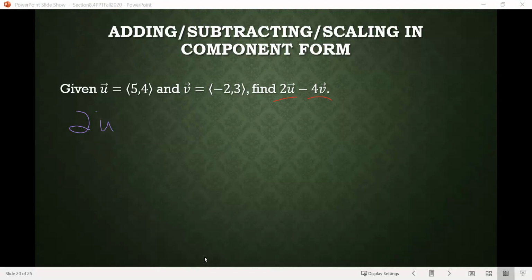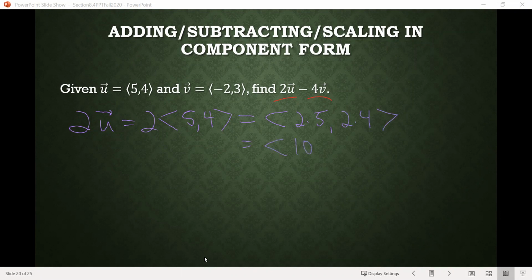I'll start with 2u, which, as we just talked about, means do 2 times the component form of the vector u, which we do by multiplying each component by the scalar. So 2 times 5, comma, 2 times 4. And so we get that 2u is equal to the vector with components 10, comma, 8.